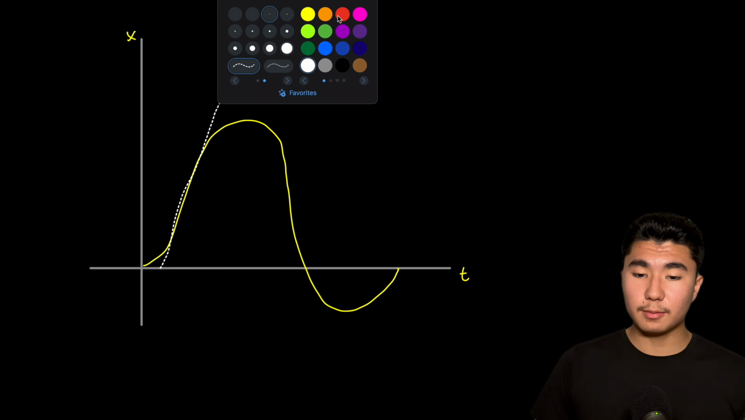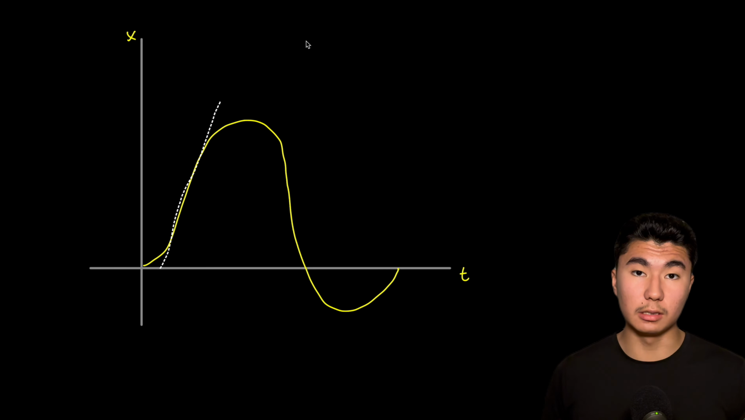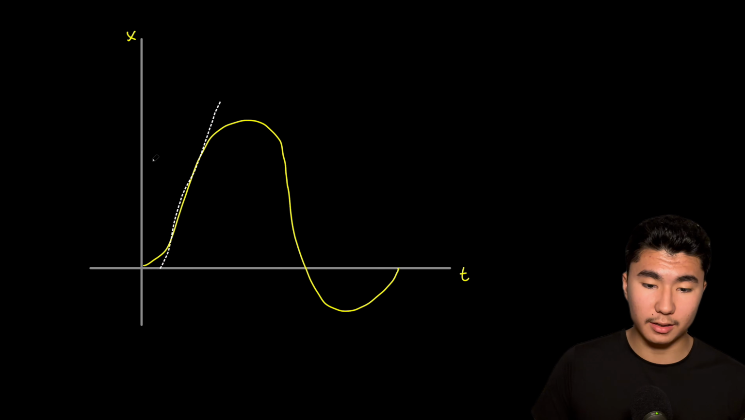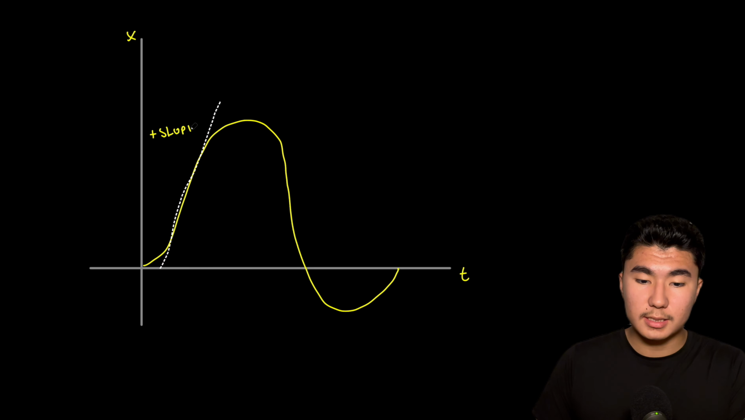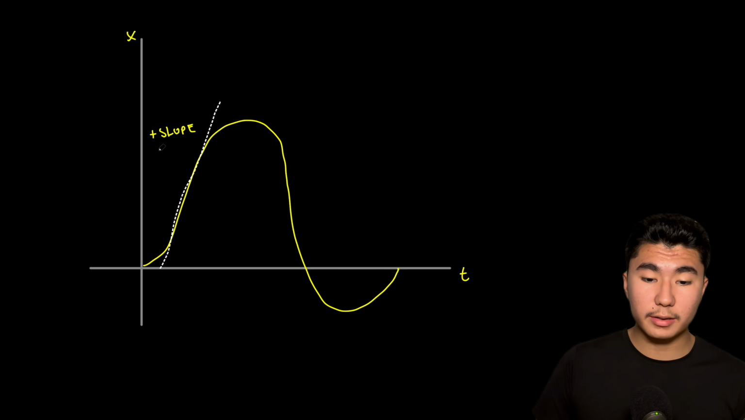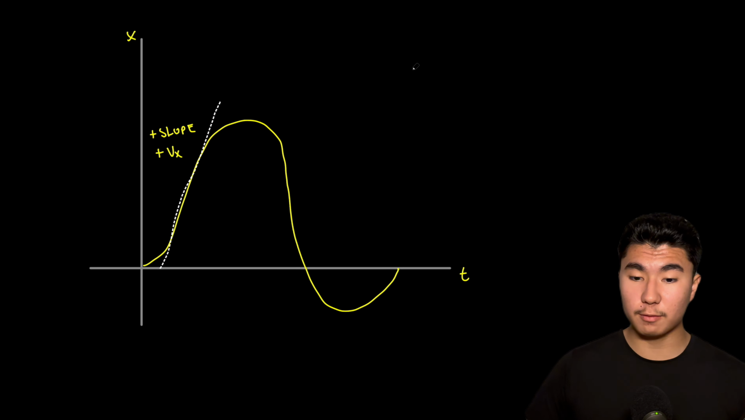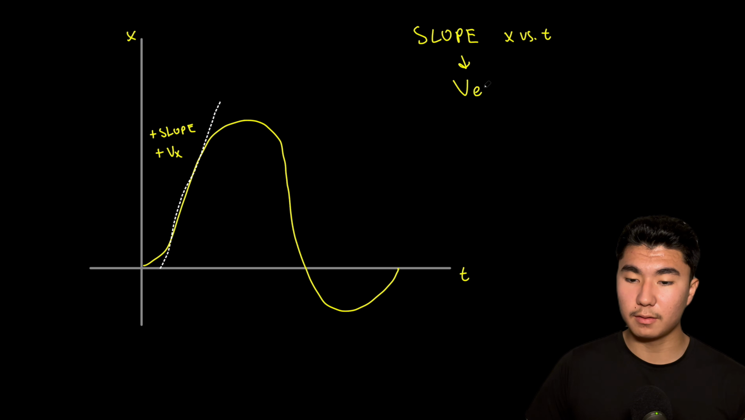Now, with position versus time graphs, always look at the slopes, whether they're positive or negative. Starting off from over here to up here, we have a positive slope. Since we have a positive slope, we're going to have a positive velocity. That makes sense because the slope of our position versus time graph is going to be velocity.